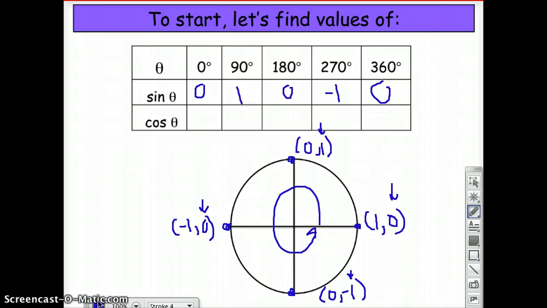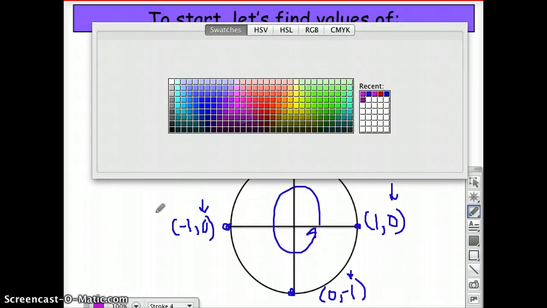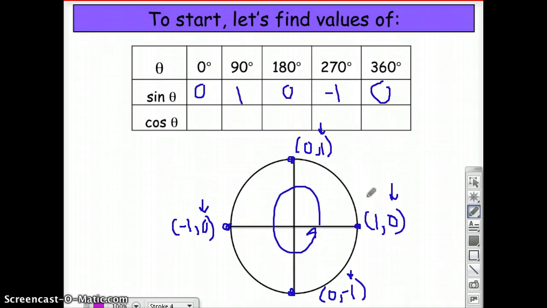And now let's go ahead and fill in the cosines. Cosine of 0 would be 1. Cosine of 90 would be 0. Cosine of 180 would be -1. Cosine of 270 would be 0, and cosine of 360 would again be 1.